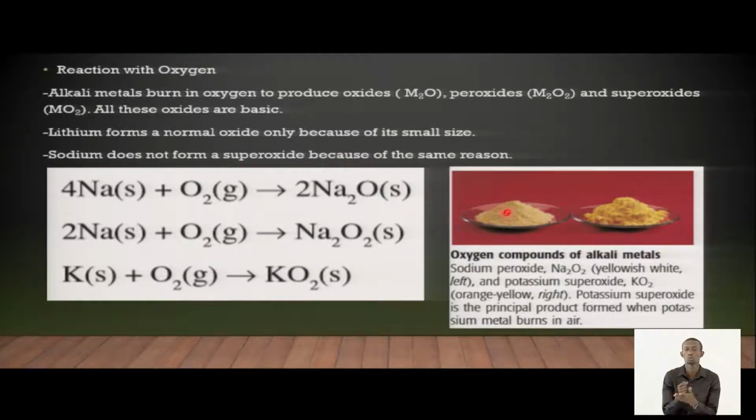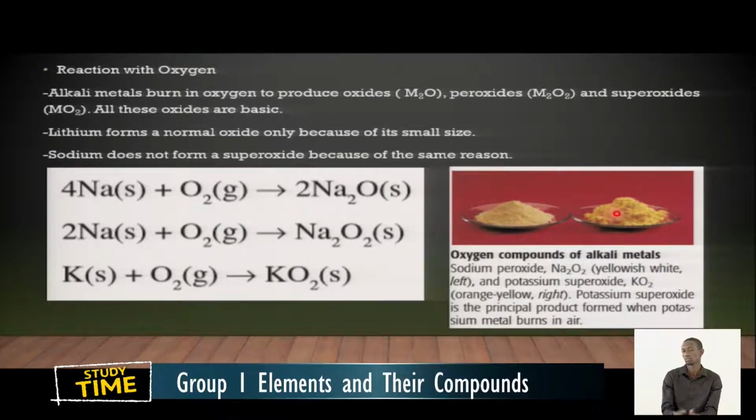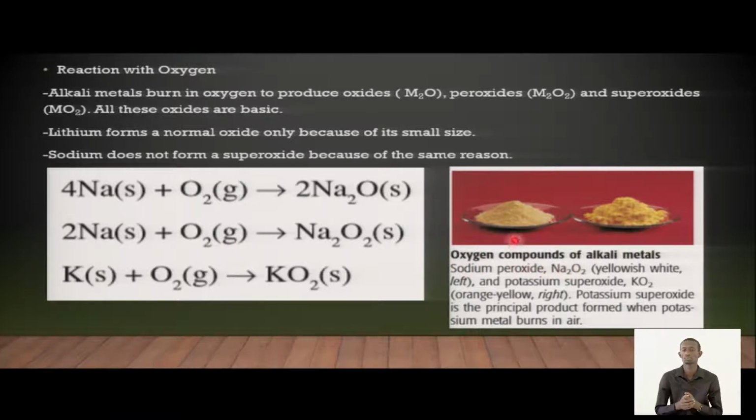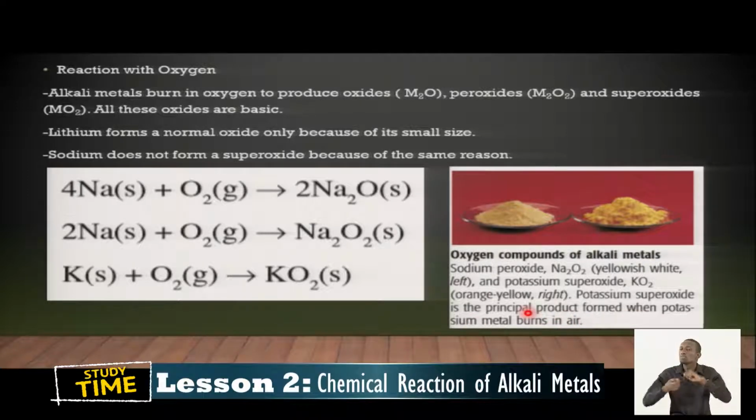Here we have two substances. The substance which is pale yellow, and this one is yellow. This is sodium peroxide, this one, the yellowish white, and we have potassium superoxide, it is this one. Potassium superoxide is the principal product formed when potassium metal burns in air. Why? Because of its large size.